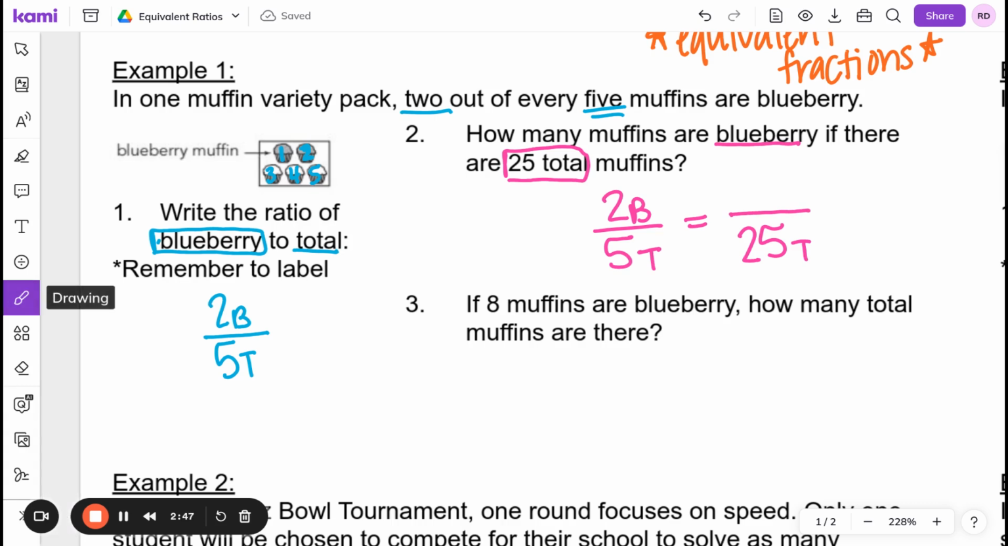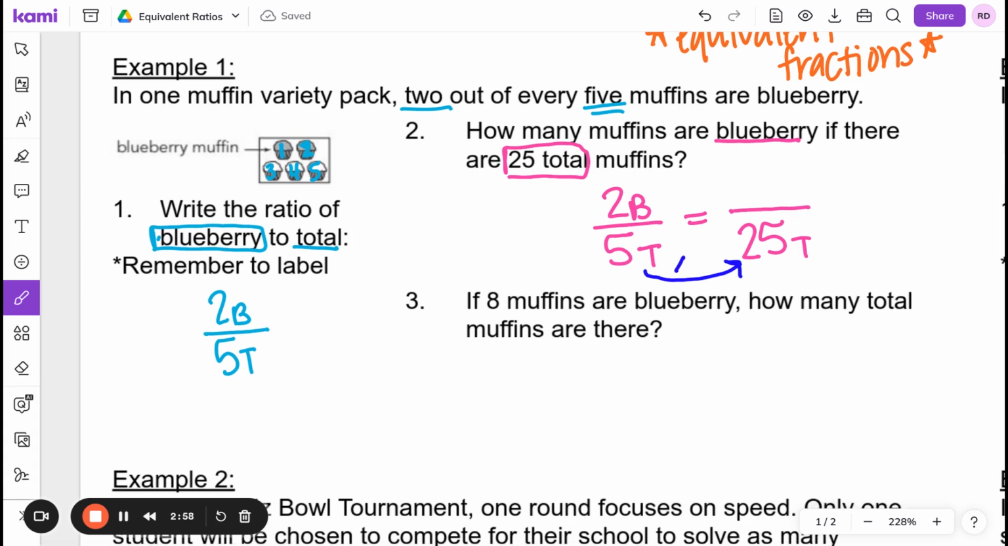So here we're going to turn a 5 into a 25. Up at the top, I reminded you, you can only use multiplying and dividing. So if I go from a small number to a big number, I'm going to have to multiply. So then the question is 5 times what equals 25? And that would be 5 times 5. Whatever you do to the bottom, you do to the top. So 2 times 5 is 10 blueberry muffins.